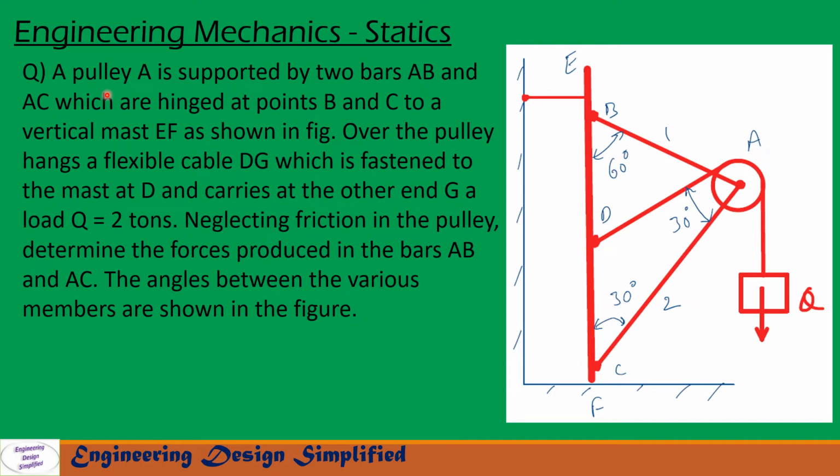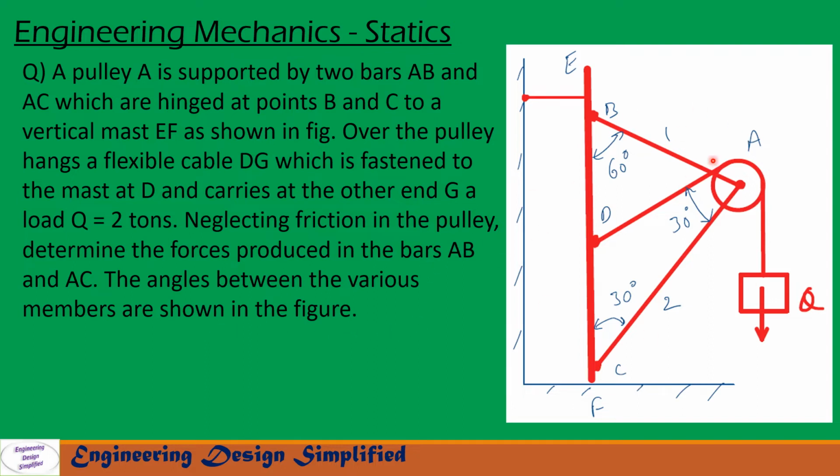Today's problem: a pulley A is supported by two bars AB and AC, which are hinged at points B and C to a vertical mast EF as shown in the figure. Over the pulley hangs a flexible cable DG, which is fastened to the mast at D and carries at the other end G a load Q equal to 2 tons. Neglecting friction in the pulley, determine the forces produced in the bars AB and AC. The angles between the various members are shown in the figure.